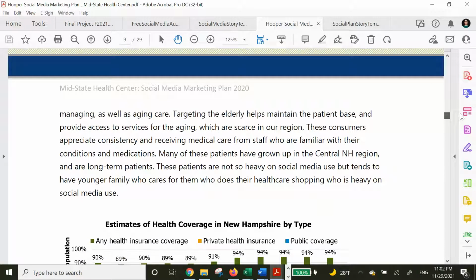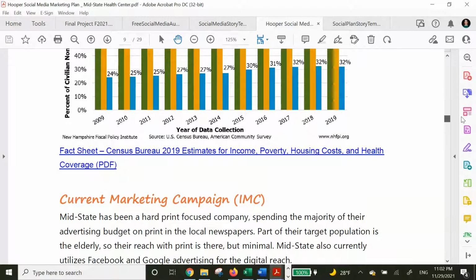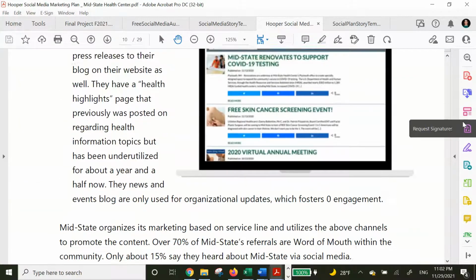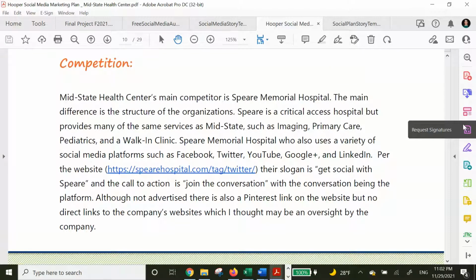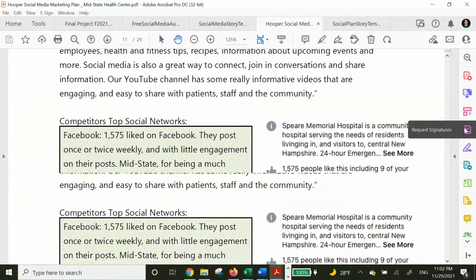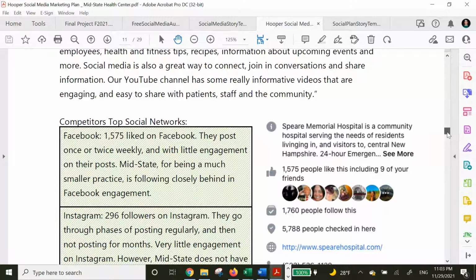Then she gave some information about health insurance, because of course all this was relatable to her project. She explained the current marketing campaign, what they were doing at the moment, who the competition was and what the competition was doing, including their social media sites. Like I said, you don't necessarily have to use the templates as long as you use the information required on the template. Some examples of posts.